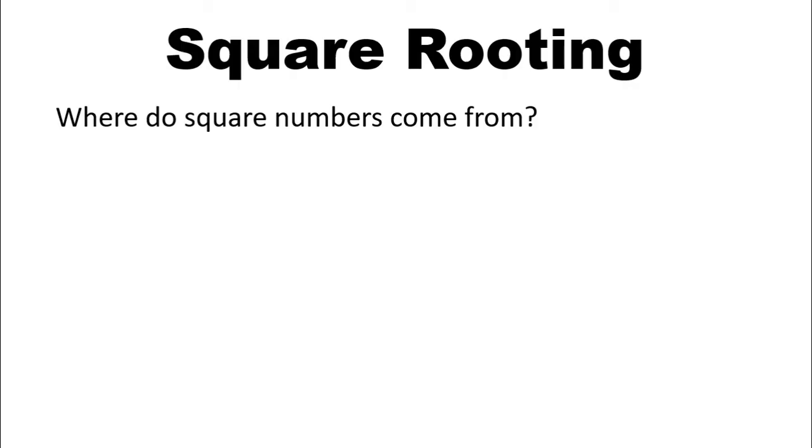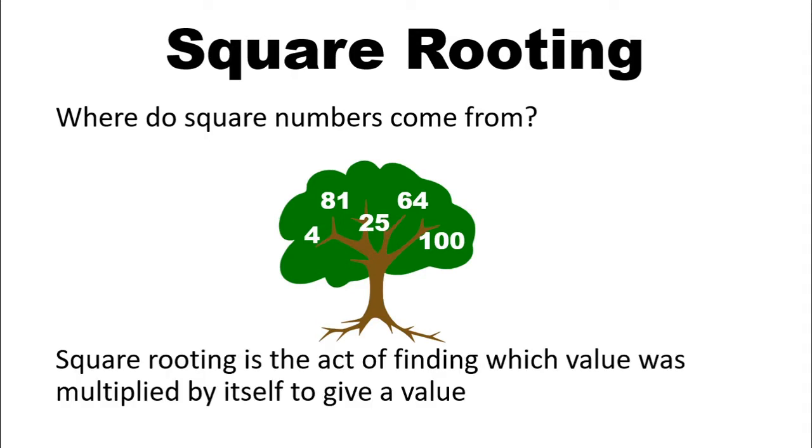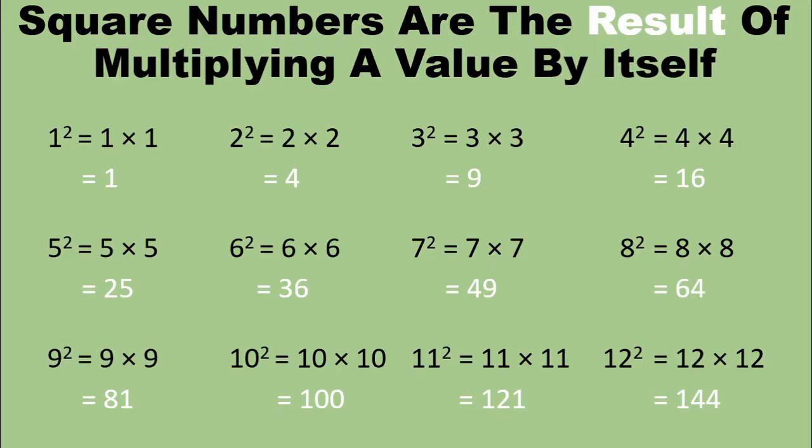First of all, where do square numbers come from? If we think of square numbers as growing on trees, well, surely they must come from their roots then. Square rooting is the act of finding which value was multiplied by itself to give a value. So if you know your squared numbers, you should know your square roots, because squared numbers are the result of multiplying a value by itself. The square root is the value that was multiplied by itself.